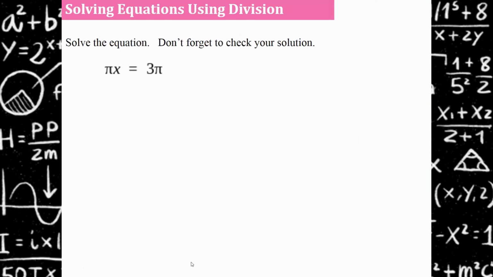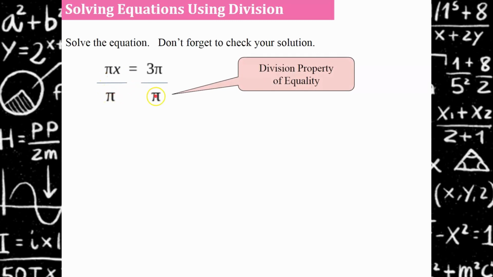Let's practice one with division. So now we have pi being multiplied by x is equal to 3 multiplied by pi. I want to find out what x is equal to, so I need to undo multiply by pi. The inverse of that is to divide both sides by pi using the division property of equality. When I do that, pi divided by pi is 1, leaving me x. 3 pi divided by pi is 3, because pi divided by pi is 1.